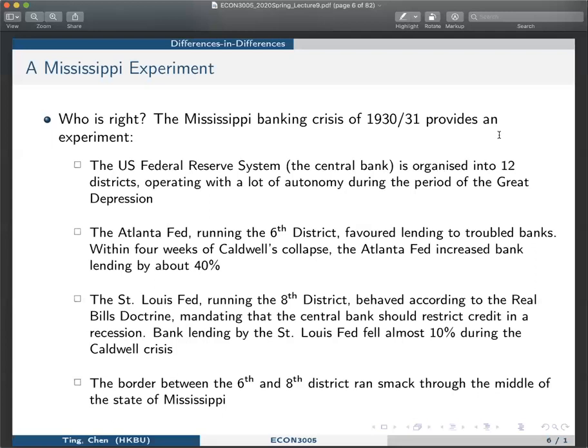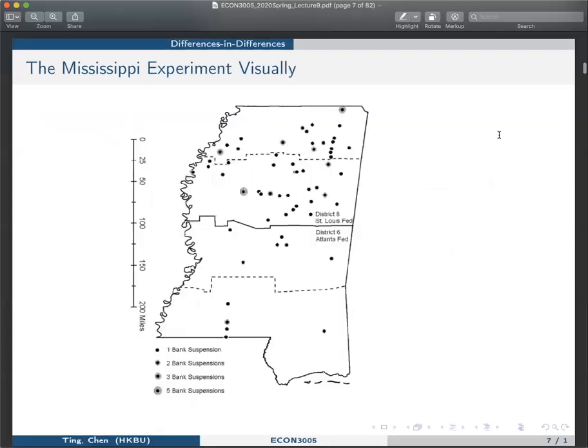If your question is whether lending money actually leads to a better result, then the treatment will be the Federal Reserve, the central bank, lending money to banks. So you can use the banks under the 6th district as the treatment group, and the ones under the St. Louis 8th district as the control group, right? It's kind of like an experiment, a very nice experiment setting.